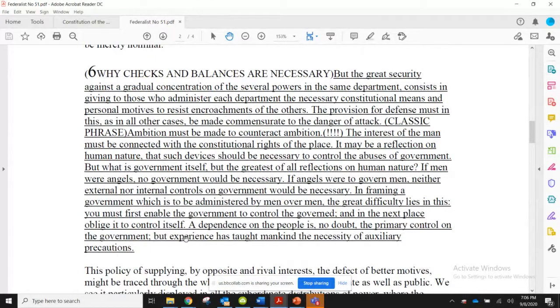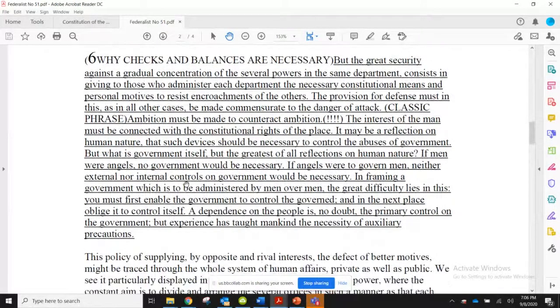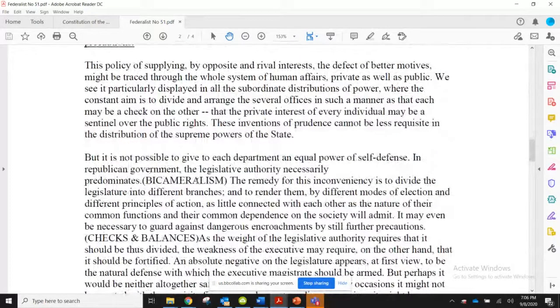That is true. Popular sovereignty does exist, he's saying, but experience has taught mankind the necessity of auxiliary precautions. He said you're going to have to use something else, because the notion that the people are going to control their government through elections or something is essentially not going to be enough. And so that's all. There's more to say, of course, but that's all I really wanted to say in the context of Federalist number 51.